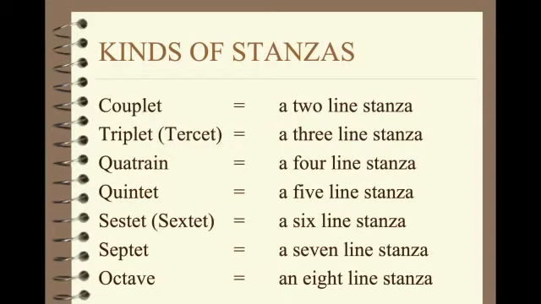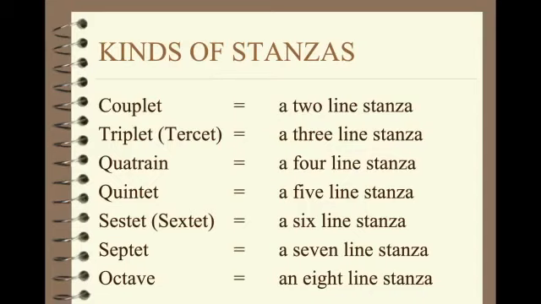Now there are different types of stanzas that have actually been named. So we have 2, 3, 4, 5, 6, 7, and 8 line stanzas, and they all have different names. A 2-line stanza would be known as a couplet. A 3-line stanza is known as a triplet or a tercet. A 4-line stanza is a quatrain. A 5-line stanza is a quintet.